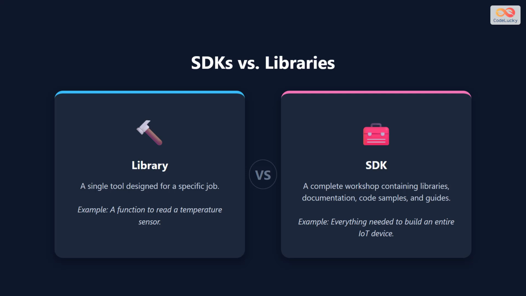It is important to understand the difference between a library and an SDK. A library is like a single tool, for example, a hammer. It does one specific job, like reading a temperature sensor. An SDK, however, is the entire workshop. It includes multiple libraries, documentation, code samples, and testing tools all packaged together to help you build a complete system.